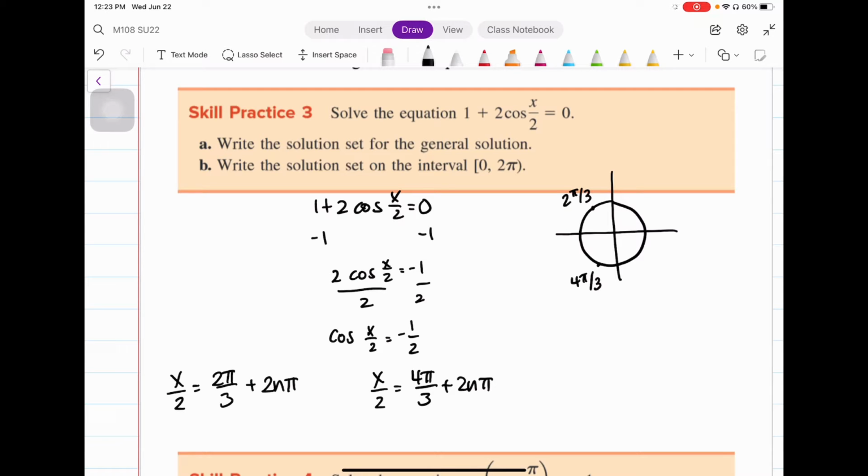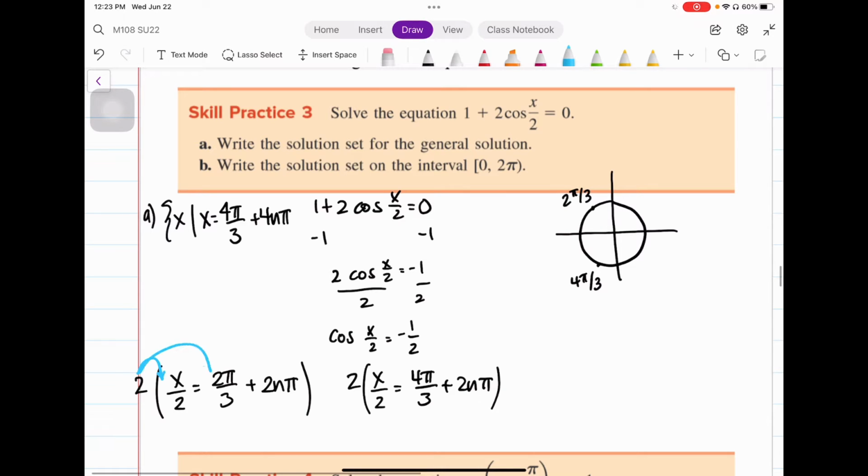And we want to solve for x. This means that we need to multiply through by 2 on both of these equations. The general solution then is going to be x such that x equals 4 pi over 3 plus 4n pi. That 2 is getting multiplied to each piece of this equation. The 2's cancel on the left-hand side. 2 times 2 pi over 3 gives you 4 pi over 3, and 2 times 2n pi gives you 4n pi.